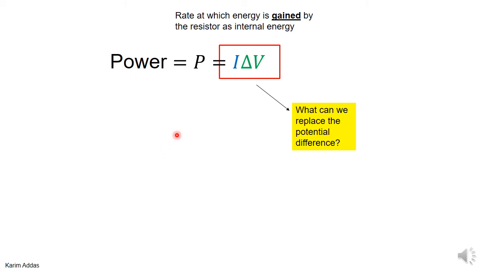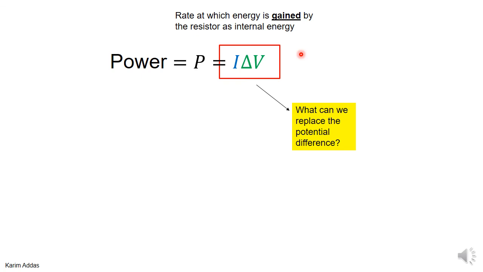So we can write down the power, as we said. Now this is writing it as the amount of energy that's gained by the resistor as internal energy. So it's a positive value. The resistor itself is gaining internal energy. The energy is getting bigger. What's the rate at which the internal energy of the resistor increases? It's the current times the potential difference.